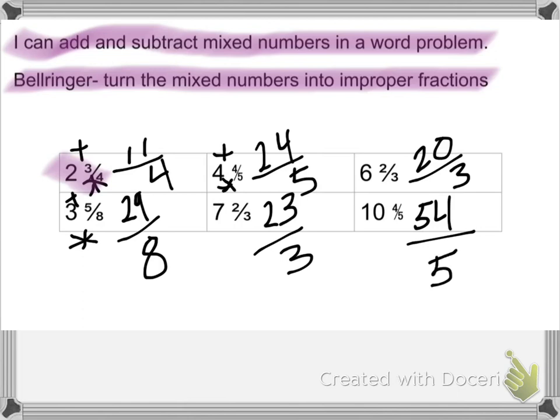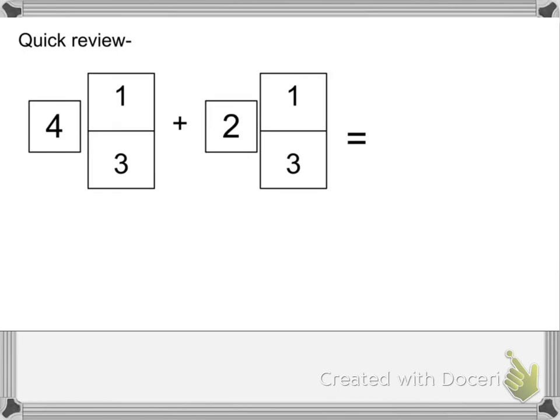Before we start with the word problems, we're going to do a quick review. Just a reminder, when you are adding fractions, you have to have the same common denominators. So my 3's are my same common denominators. And then what you could do is add the fractions. So 1/3 plus 1/3 equals 2/3.